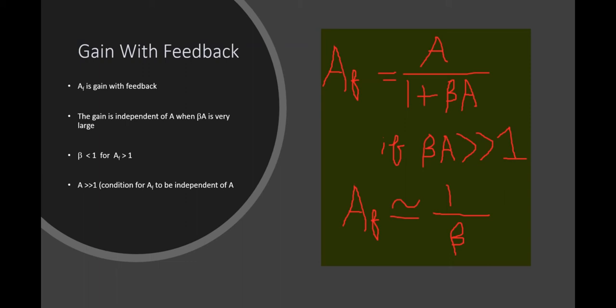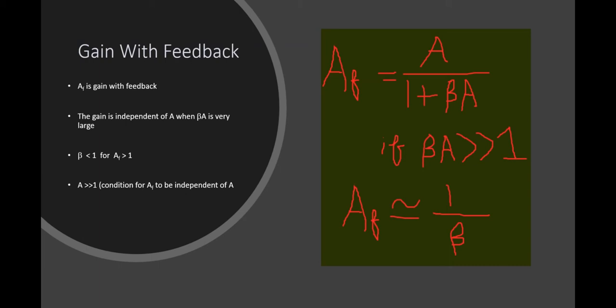So for beta A to be much greater than 1, which is our required condition, A has to be much greater than 1 over beta. And from this we can see another interesting thing, that A, which has to be much greater than 1 over beta, and 1 over beta is basically gain with feedback. So this means that A is much greater than AF, that is the gain without feedback is much greater than gain with feedback. So this is the compromise that we have to do here.